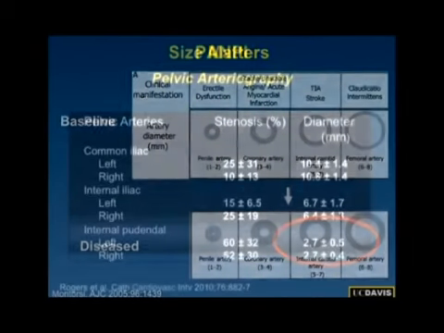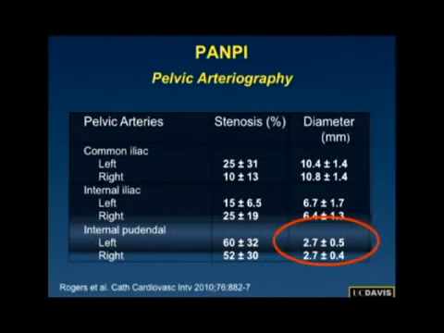And we did some pilot work to show that the two main arteries in the pelvis which supply the penis are actually about the same size as a coronary artery. They're 2.7 millimeters and therefore seem to be a reasonable target for currently available coronary drug-eluting stents.